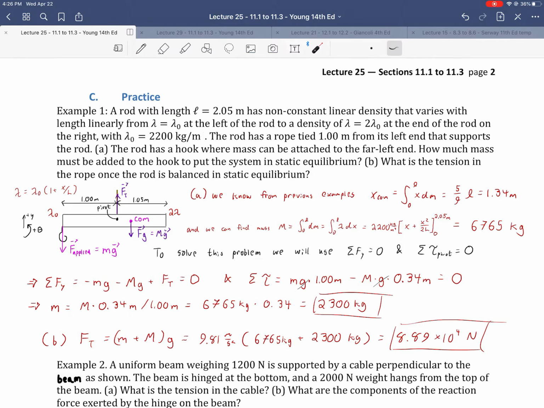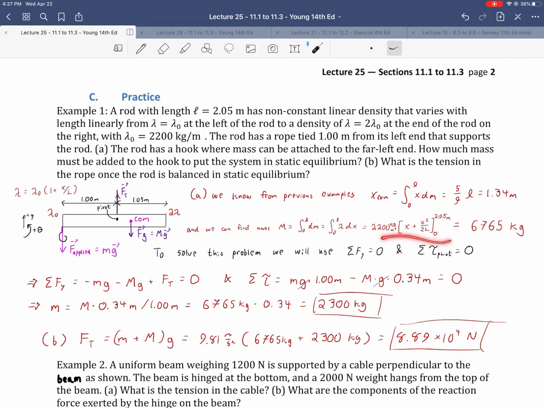I have the solution written out here, and I just want to quickly go over it. This is a linear density we've seen before. It's a system that I like to deal with. We already know from a previous example that through integration, we can find the center of mass to be 5/9 L, which in this case is 1.34 meters. It's not quite that dramatic, but it's not at the geometric center. It's further towards the denser end.